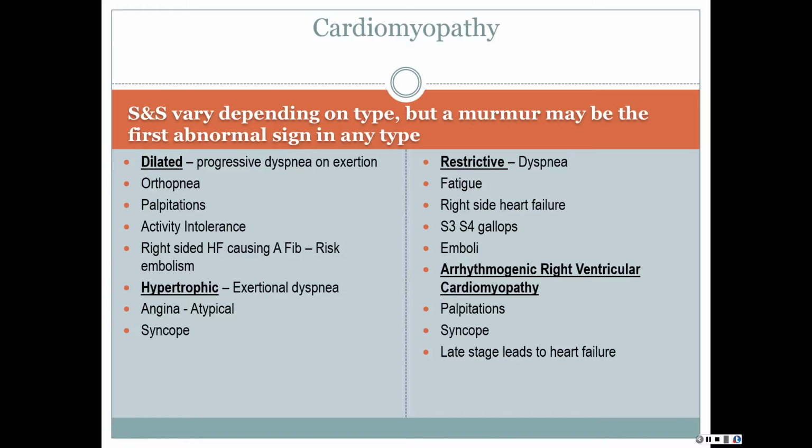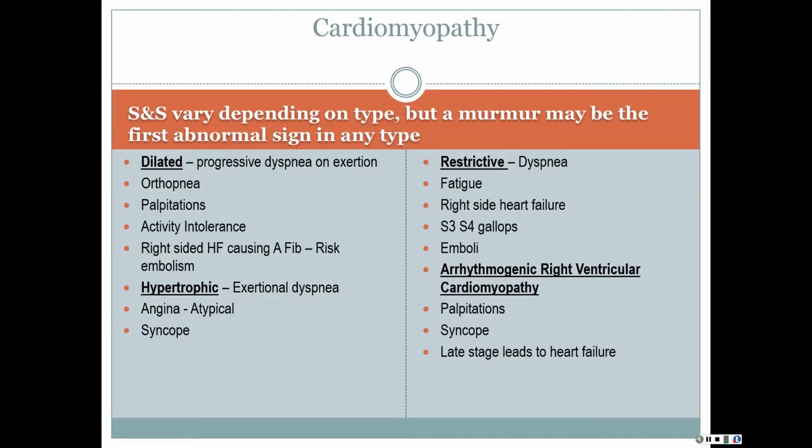So, looking at the cardiomyopathy in general, the signs and symptoms certainly vary by what type and how far along the cardiomyopathy is. A murmur may be the first indication that there's any problem. Okay? I'm certainly not expecting y'all to know this, that, and the other, but need to be able to recognize that there is a murmur. The dilated type, progressive dyspnea, they get short of breath with exertion. They have to sleep on pillows. They get palpitations. They really have a low tolerance for activity.